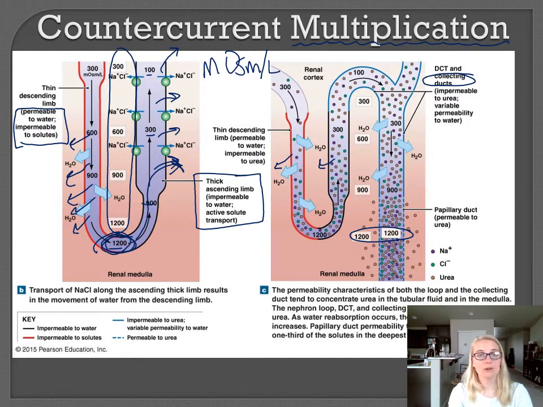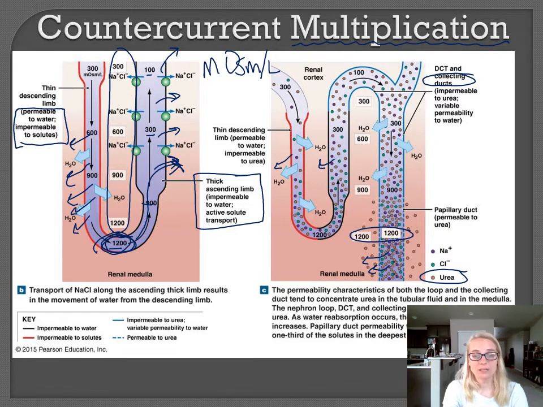Well, we have some other characteristics of the DCT and the collecting duct and the papillary duct that allow for further water reabsorption while leaving the solutes in the urine. So here, the very ends of the collecting duct, what's called the papillary duct, is permeable to urea. Now, urea is one of the nitrogenous wastes that we like to get rid of. So you might be saying, well, why do we want to be permeable to urea? Why do we want to let some of that urea come back out into the deep part of the medulla?